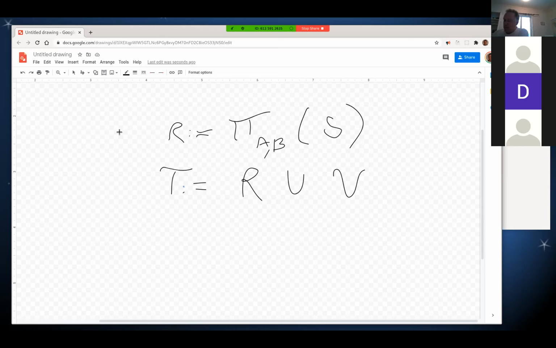Anyways, getting back to this, you can write things as a program, or you can write things in the following way: T equals, you can make it one big expression, project A, B of S, union V. You see that? In this case, we're doing everything in line. In the first case, we're doing it more as a program. Those are the two different ways you can write stuff.